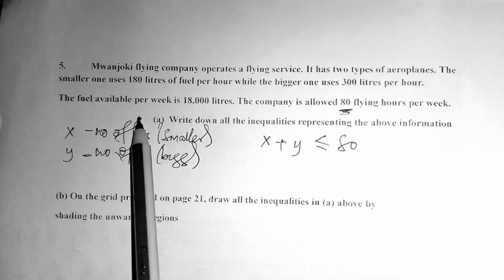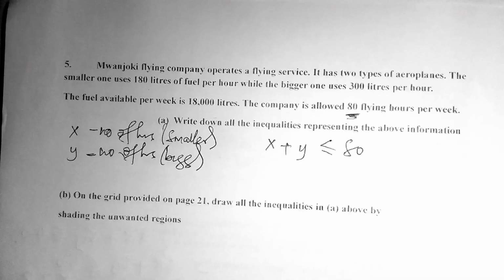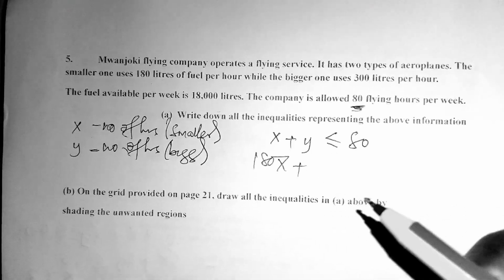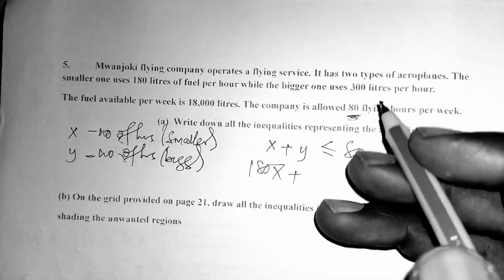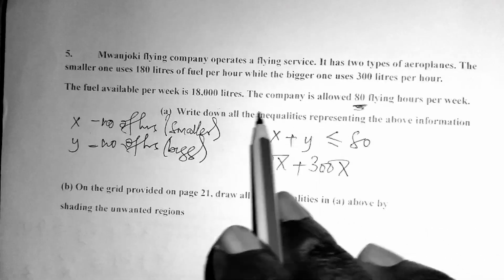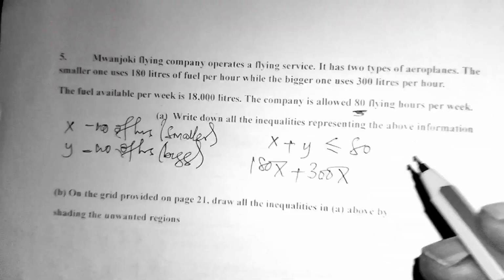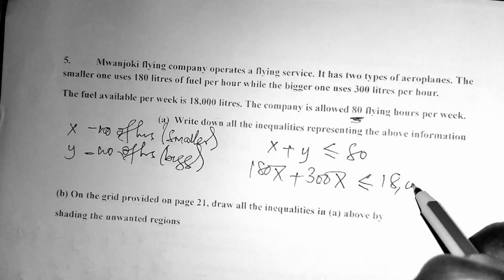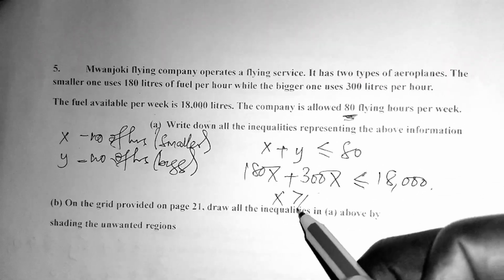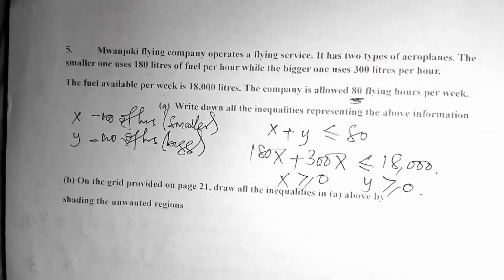Then the smaller aeroplane uses 180 liters of fuel per hour. So in x hours it will use 180x. The bigger one uses 300 liters per hour, so in y hours it will be 300y. The fuel which is available is 18,000, so they can either use 18,000 or less than this fuel. So 180x plus 300y is less than or equal to 18,000. Then you also need to define x and y. We shall have x is greater than or equal to 0, and y is greater than or equal to 0, because the number of hours cannot be negative.